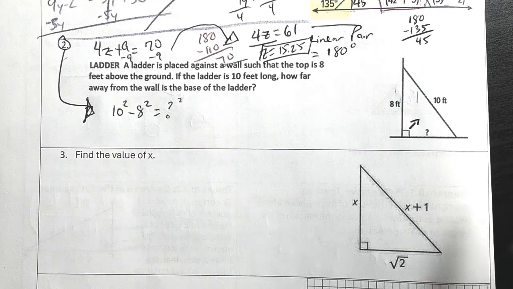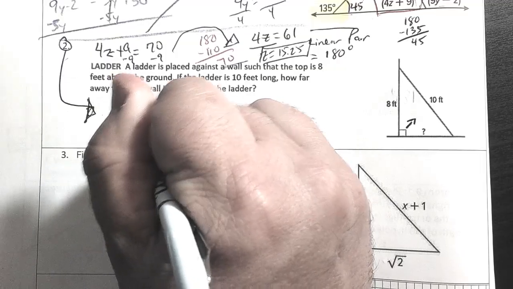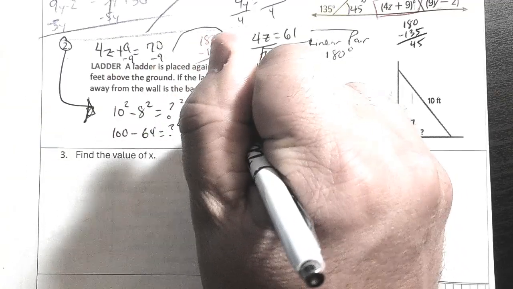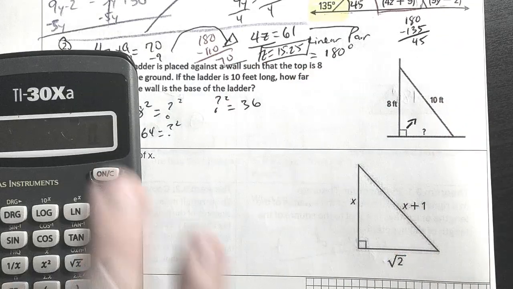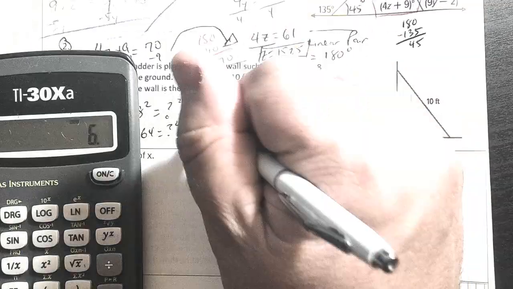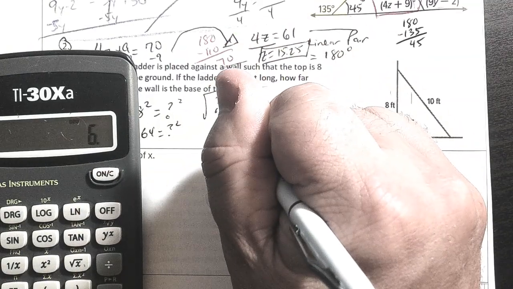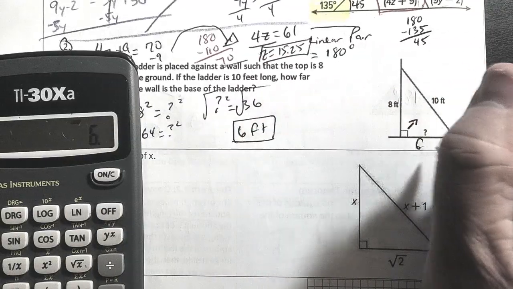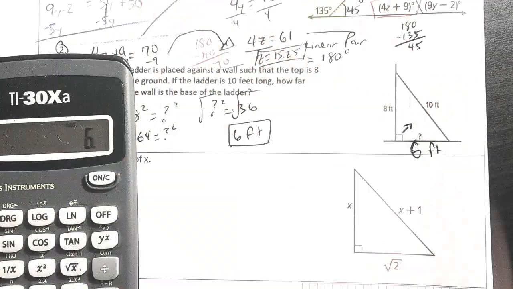Something I was going to mention, but I can't remember. All right, so 10 squared is 100, 8 squared is 64. That's going to make our question mark squared 36. So 36, take the square root. It is 6 feet. Whoops. This thing is hard to write on. There you go, 6 feet.